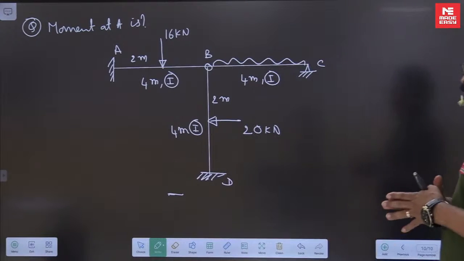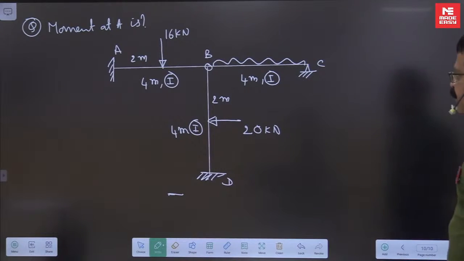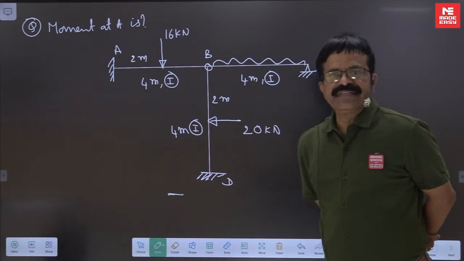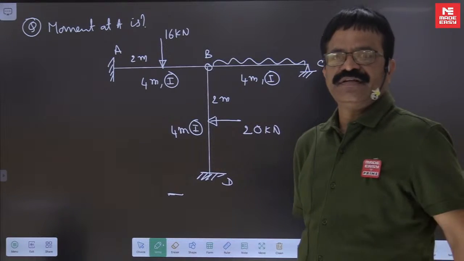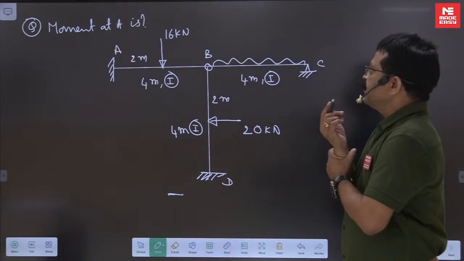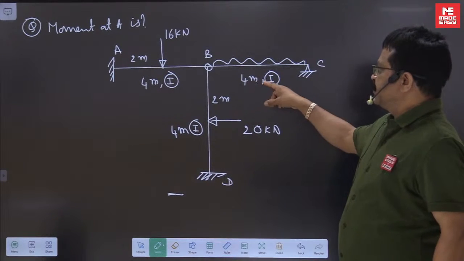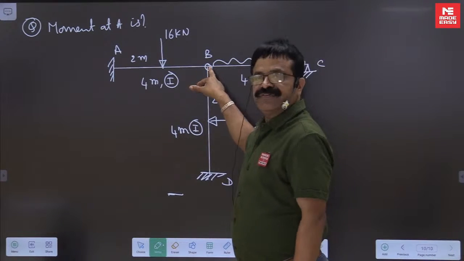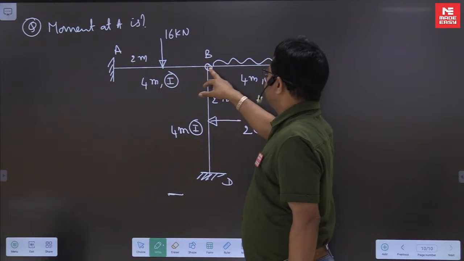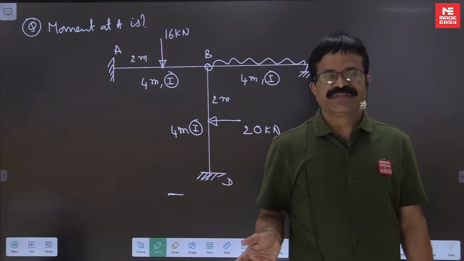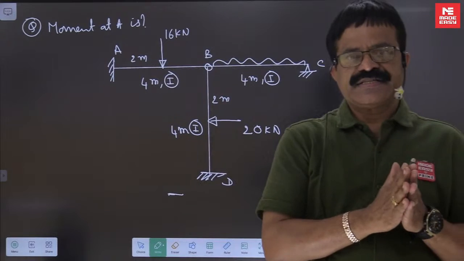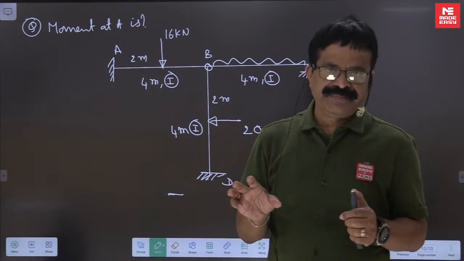We have a frame A, B, C, D. At B it is not a rigid joint, it is a hinge. So if you want to find the moment at A, finding the sum of the fixed end moments at B, MBA, MFBC, MFBD, we cannot write and distribute. The distribution factors, which we have studied in MDM.